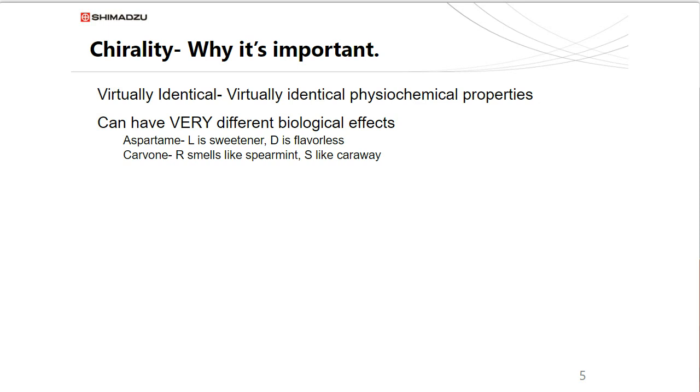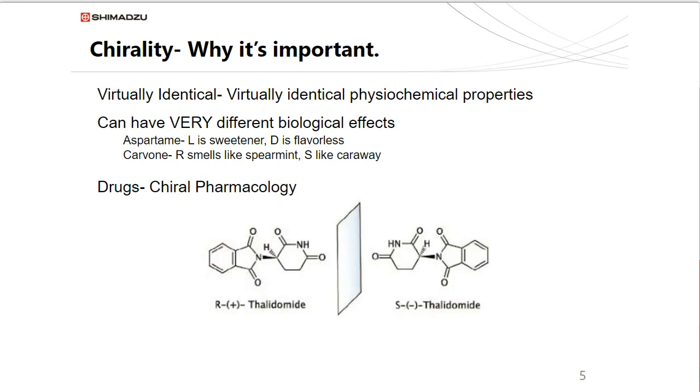When it comes to drugs, though, the drugs can have very different chiral pharmacological effects. The most noted example is thalidomide. The R isomer is a very safe and effective sedative. However, the S isomer is a teratogen and can cause severe birth defects. This is why we now have to do chiral screening as part of FDA approval for drugs.